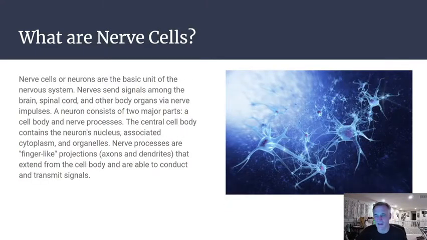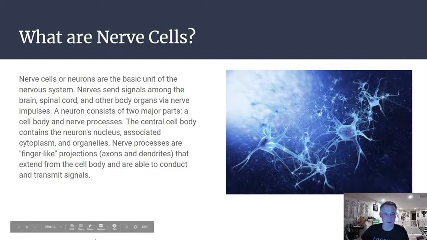And then you have nerve cells, and you can see again, very different shape, right? Long axons and dendrites coming off of the neuron. So nerve cells, or neurons, are the basic unit of the nervous system. Nerve cells send signals among the brain and spinal cord and other body organs via nerve impulses. A neuron consists of two major parts, the cell body and the nerve processes. The central cell body contains the neuron's nucleus, associated cytoplasm, and organelles. And then the nerve processes are these long projections.